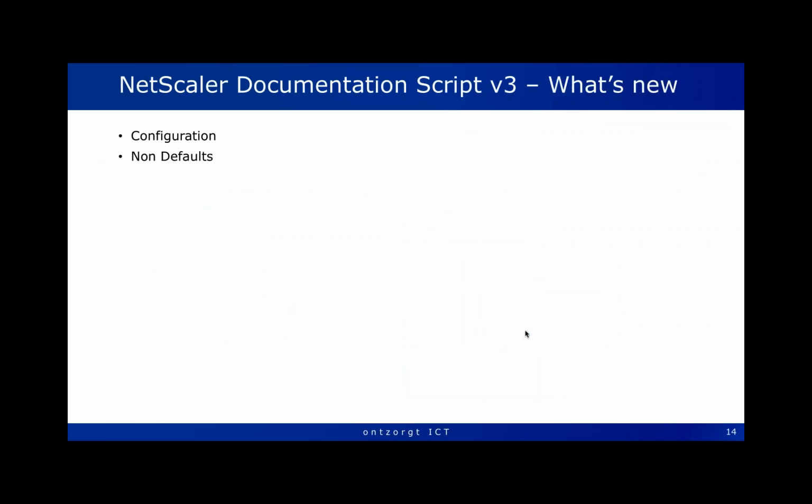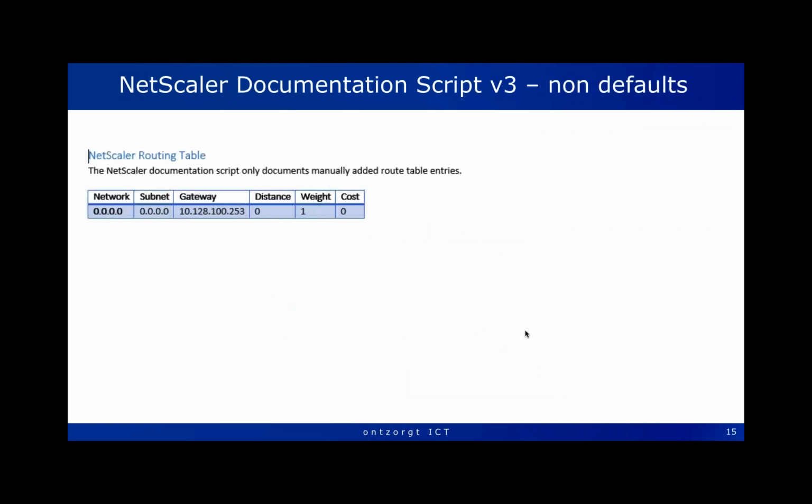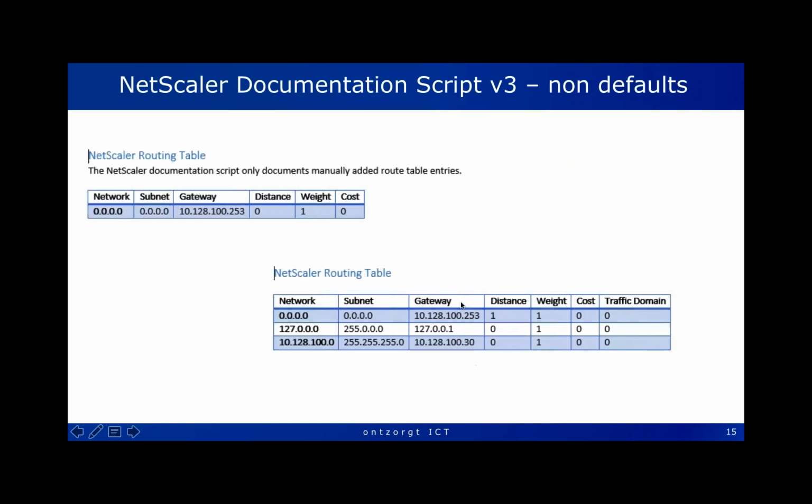And so the next one is that also the non-default information we can report on. An example for this is the NetScaler routing table. So this is what we reported on before. All manually added routes were documented, and now you'll see that we will just report all the routing table information, because Nitro just throws out the complete routing table instead of just the manually added routes.